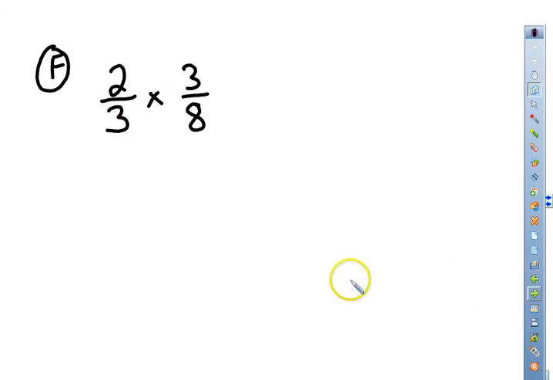So let's look at doing this next one. Go ahead and do letter F. And yes, you do need to use cross-reducing, and please look at both diagonals. They might both be able to be reduced. So go ahead and hit pause and solve.